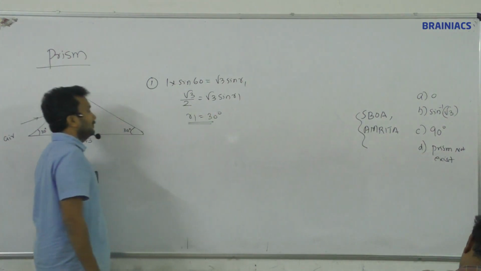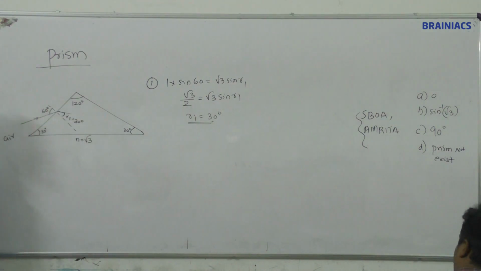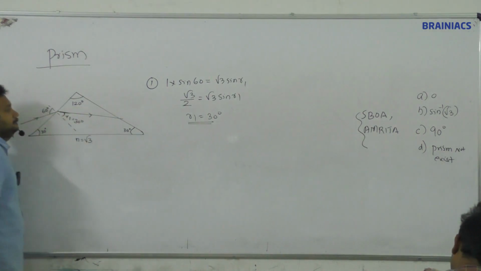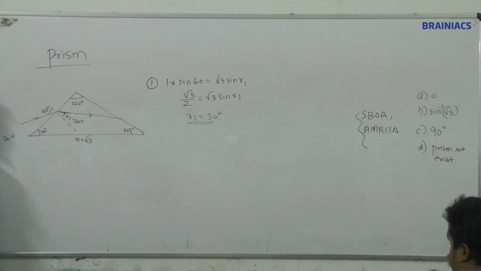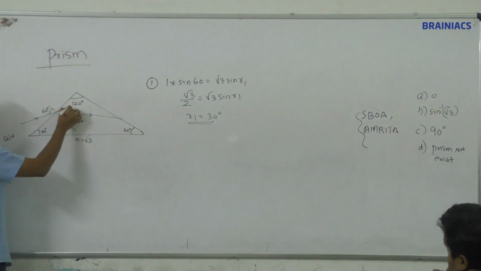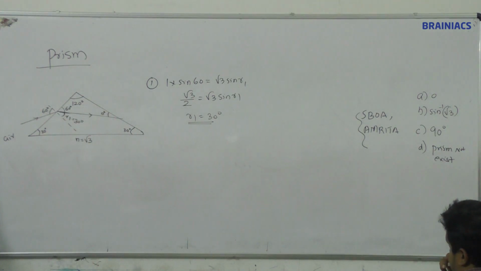Up to this you got about 20% correct. Then immediately we draw the line like this. This is 30. What is this angle? 60. Then what is the angle? 0. This is possible? No chance at all.